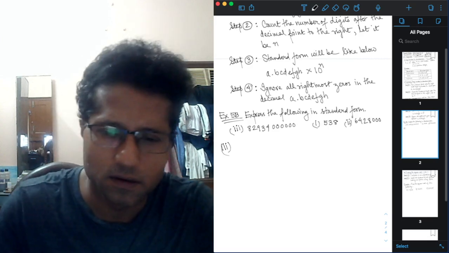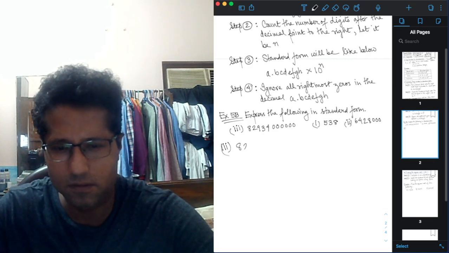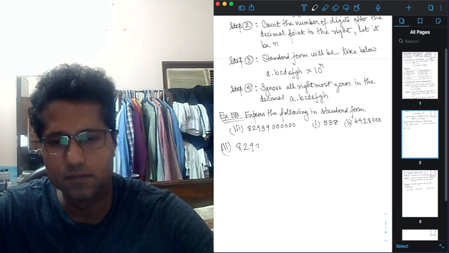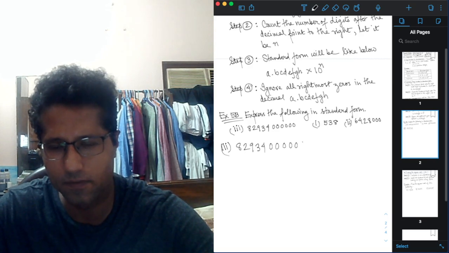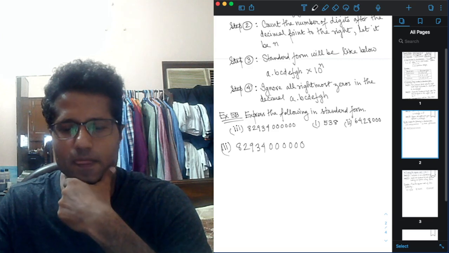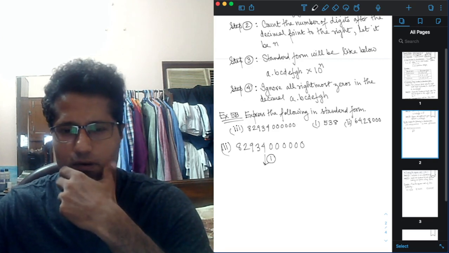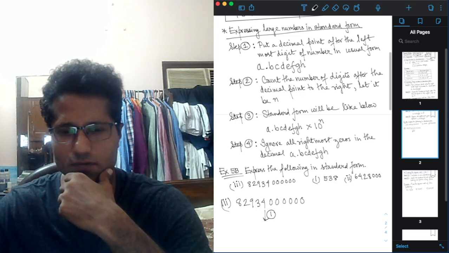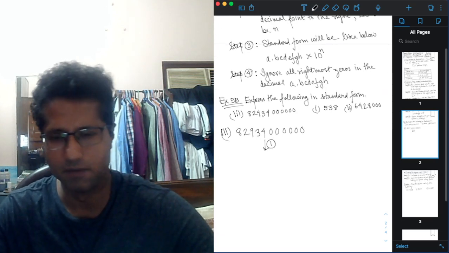Okay, number 3, this is 8, 2, 9, 3, 4, and we have 6 zeros: 1, 2, 3, 4, 5, 6. So after the first step, as per the algorithm or the 4 steps I've discussed over here, after the first step we put a decimal point after the first digit from the left hand side.